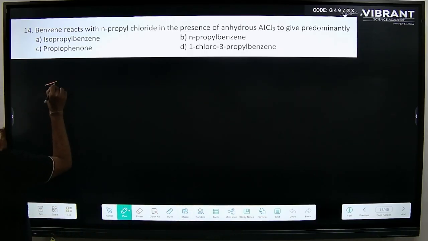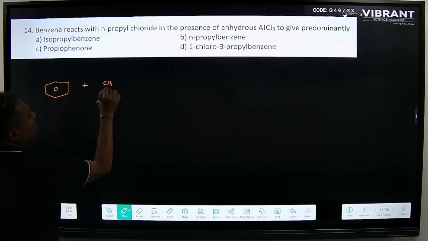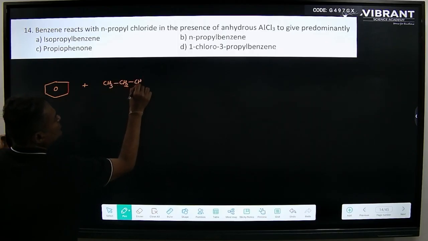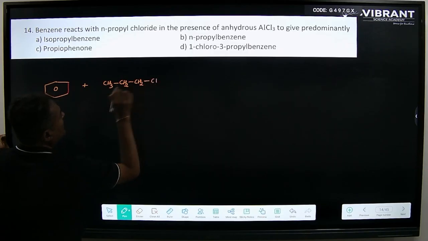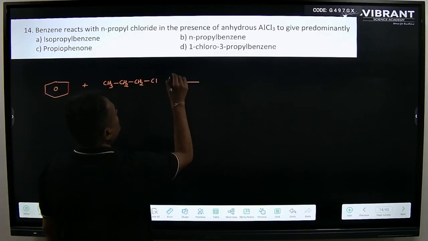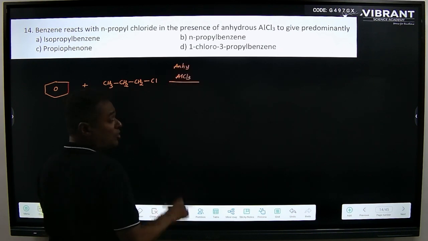Now see, I have got the answer over here, a benzene unit, correct, and we are treating this with what? CH3, CH2, CH2 and Cl as the N-propyl chloride, and I think the reagent we have is anhydrous AlCl3. Now the concept is what?